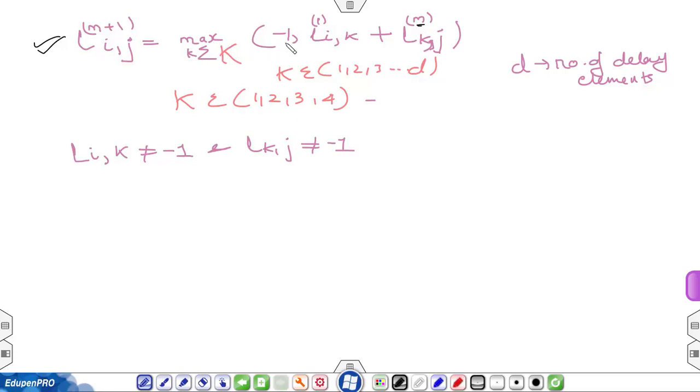So you have to calculate Li comma k, and this will always be taken from matrix L1. This is Lk comma j, which will be taken from the previous matrix, matrix M, one before m plus 1, and then you have to take the maximum of minus 1 or these two values. So before performing this addition, you have to check whether Li comma k is not equal to minus 1 and Lk comma j is not equal to minus 1. This is the criteria for selecting k.